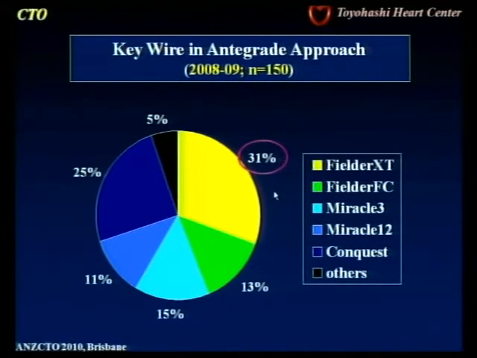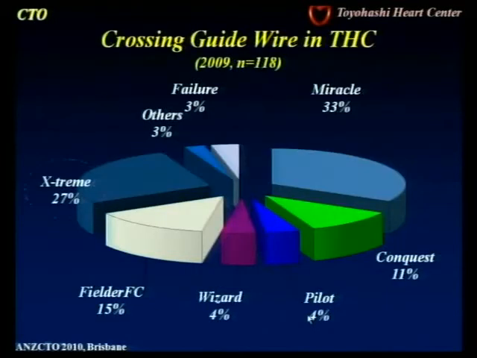Around 30% of cases in the Antegrade approach. This is all the Antegrade approach cases, and in around 30% of cases I could negotiate the region with Fielder XT only. And also in Toyohashi Center, they also use around 30% of cases in the Antegrade approach.